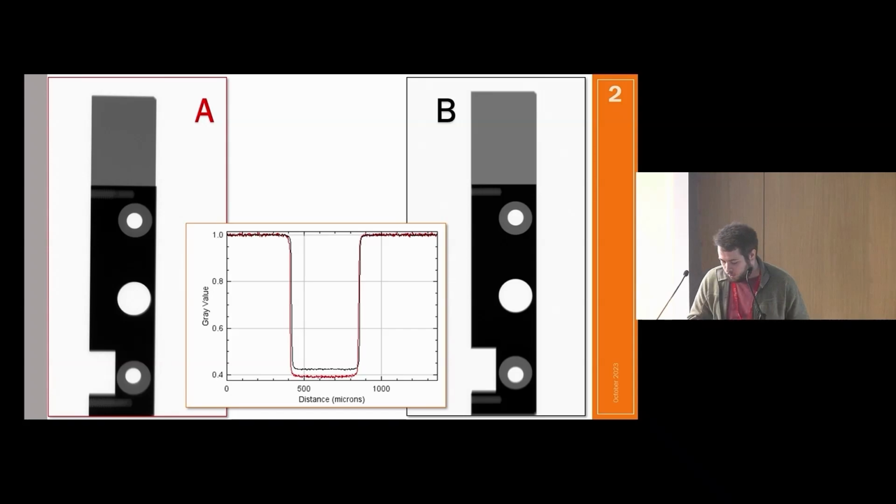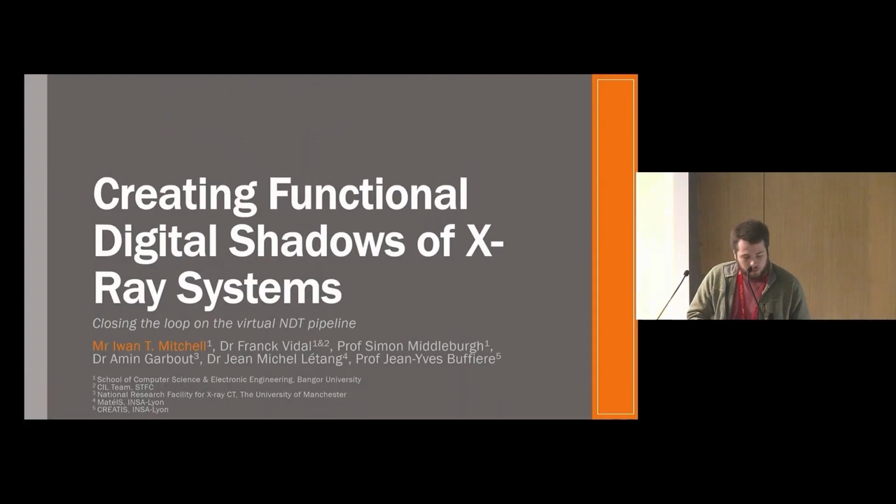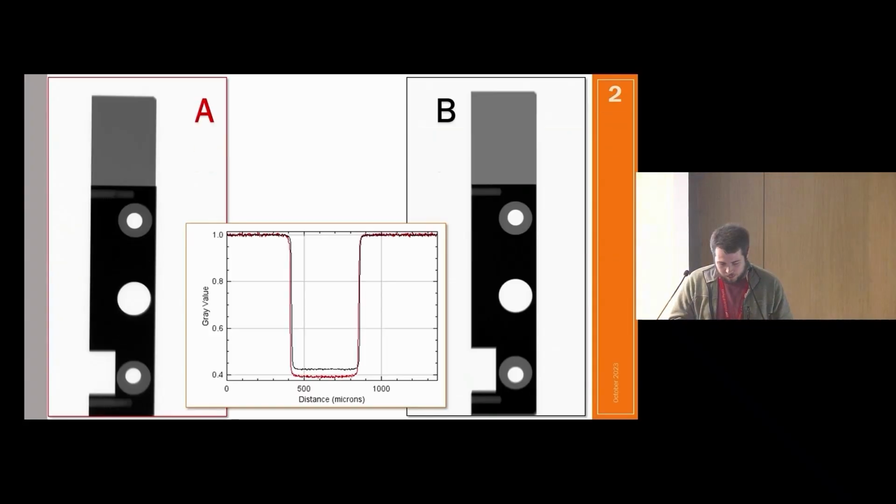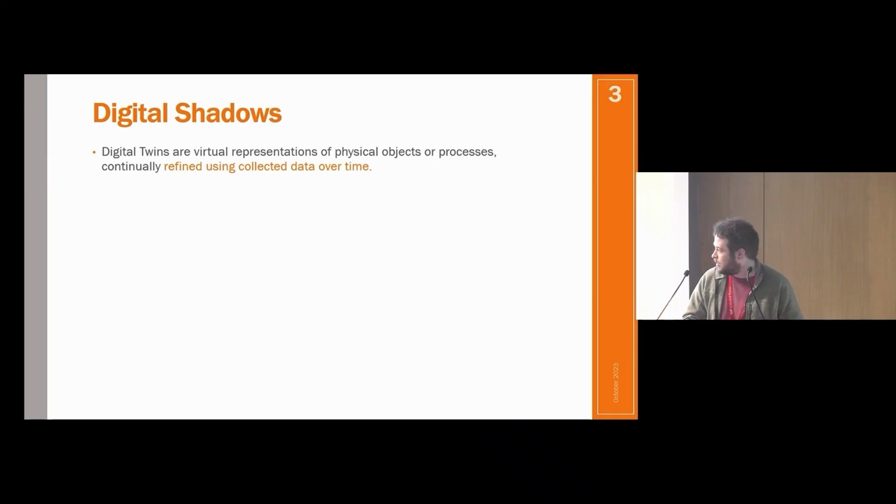And yeah, so I'm going to now jump back to my title and explain what it actually is. So I'm talking about creating digital shadows of X-ray systems. We've all heard today people mentioning digital twins, and digital twins, as we know, are virtual representations of physical objects or processes, but they are continually refined using collected data over time or in real time. They're an active model which stays up to date with their physical twin.